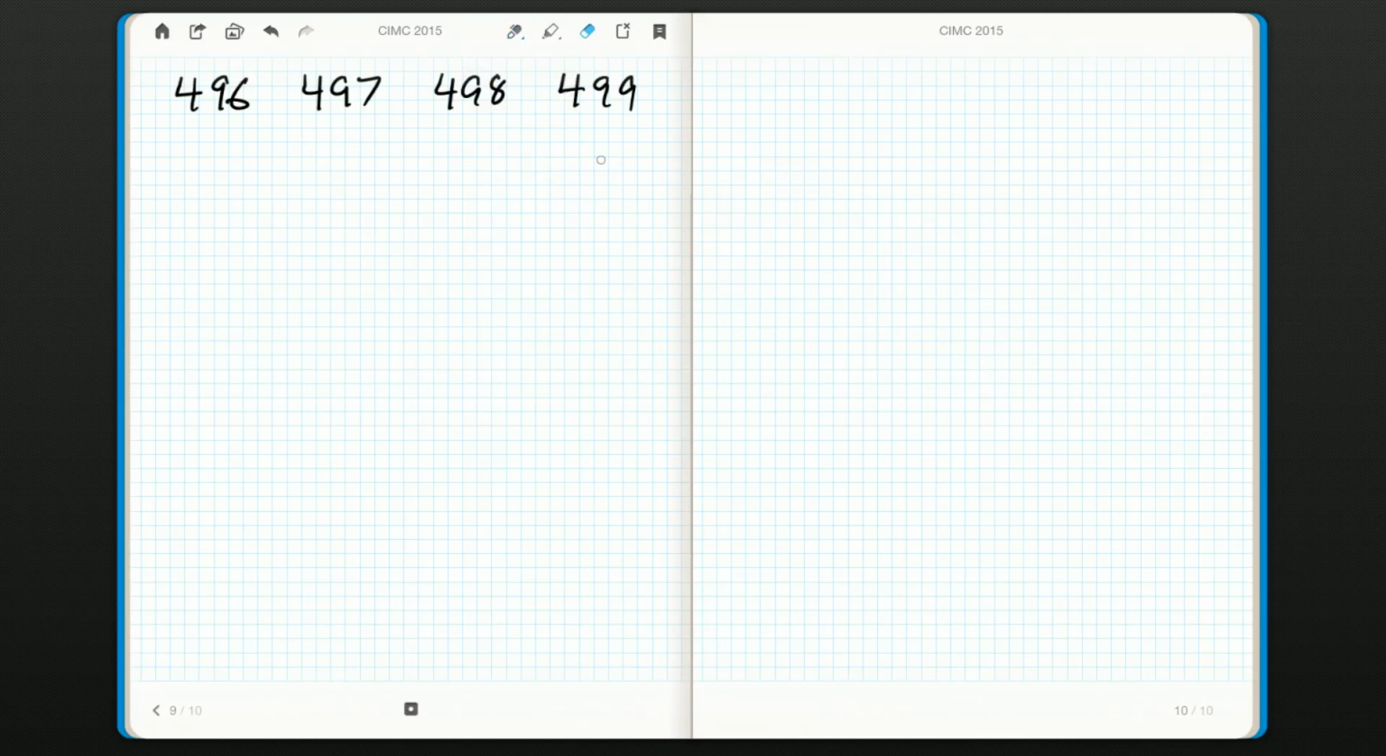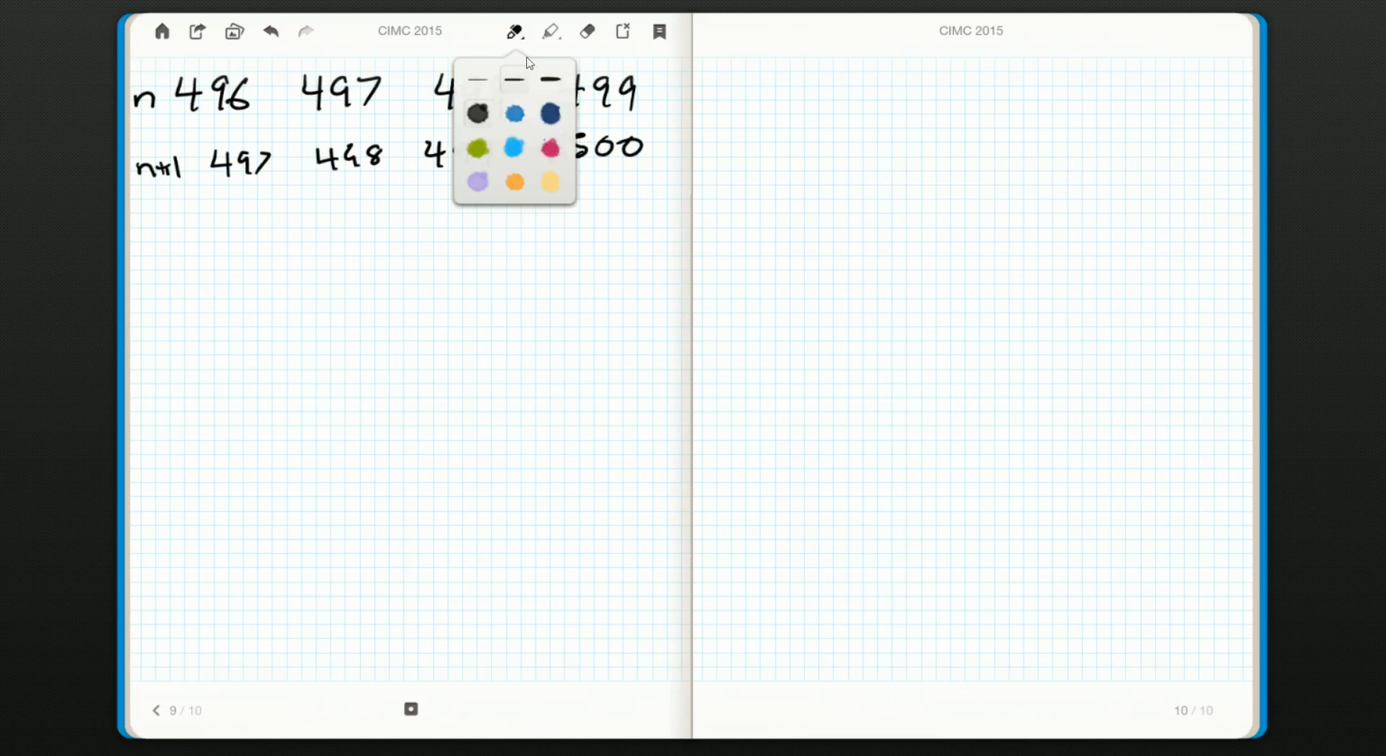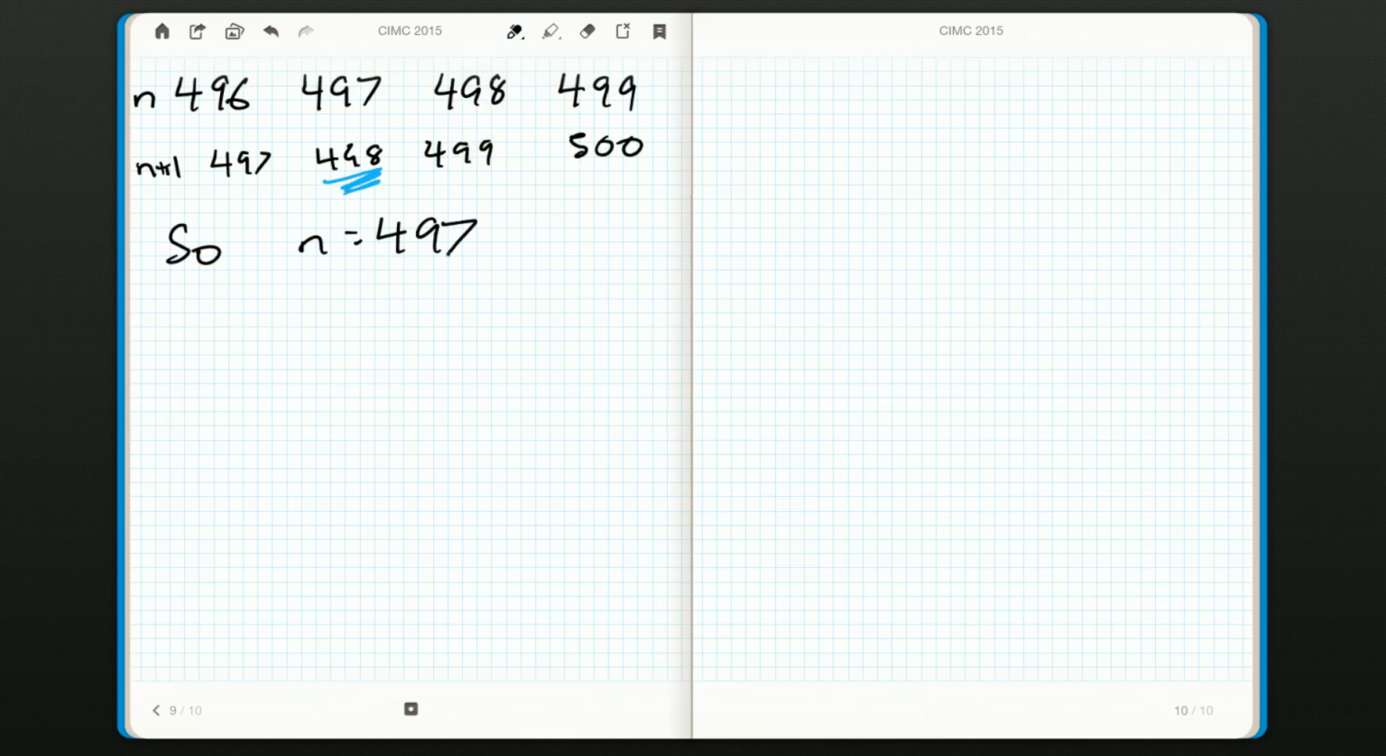Alternatively, we could say, well, these are our candidates for n. So these are our possible n. We could keep going further back if we wanted to. We want n plus 1 to be the multiple of 3. So what's n plus 1? Well, 1 more than that is 497. 1 more than that is 498. 1 more than that is 499. 1 more than that is 500. And now we check, well, which one of these is the multiple of 3? This is the highest one. So either way you slice it, n is going to be 497.